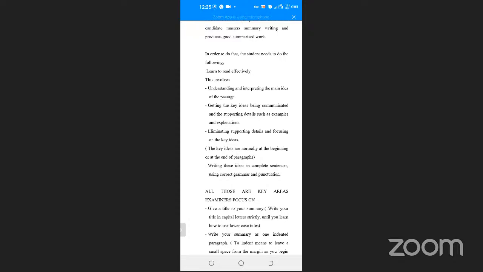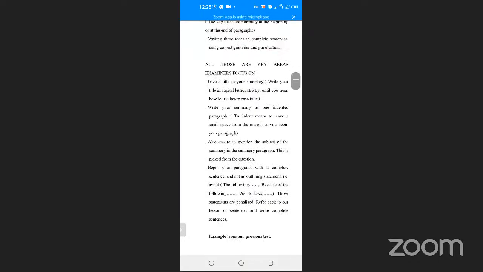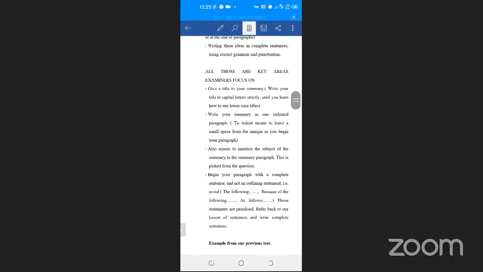Okay, Jackie, could you read from 'All those are key areas examiners focus on'? All those are key areas examiners focus on. Give a title to your summary. Write your title in capital letters strictly until you learn how to use lower case titles. Write your summary as one intended for. Jackie, could you move closer to your mic, please?